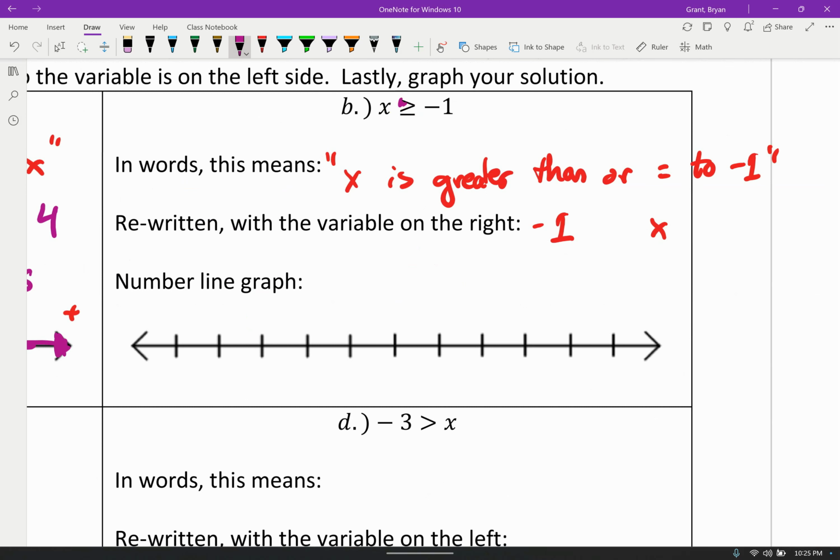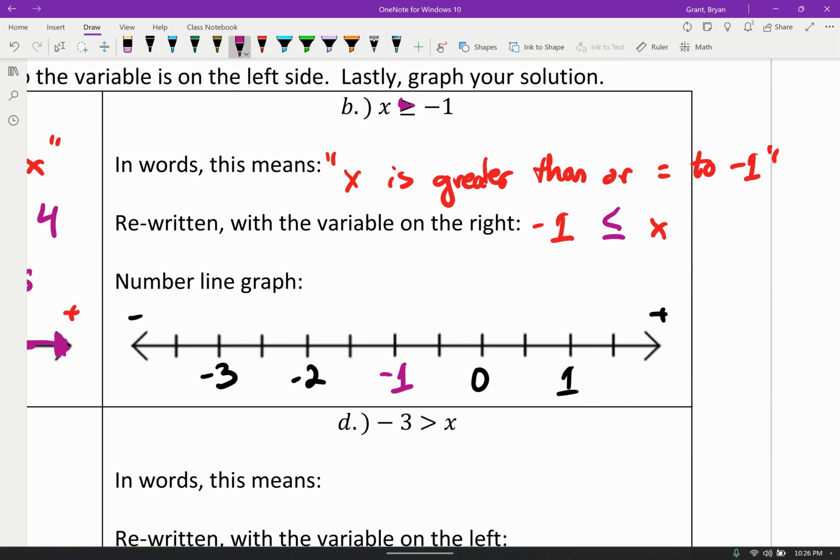The mouth is trying to eat the x here. So let's make sure when we rewrite it, the mouth is still trying to eat the x. This says -1 has to be less than or equal to whatever x is. And they mean the same thing if you think about it. How do we graph? The -1 goes in the middle. We put a few numbers that are more positive than -1, like 0 and 1, and a few numbers that are more negative, like -2 and -3.